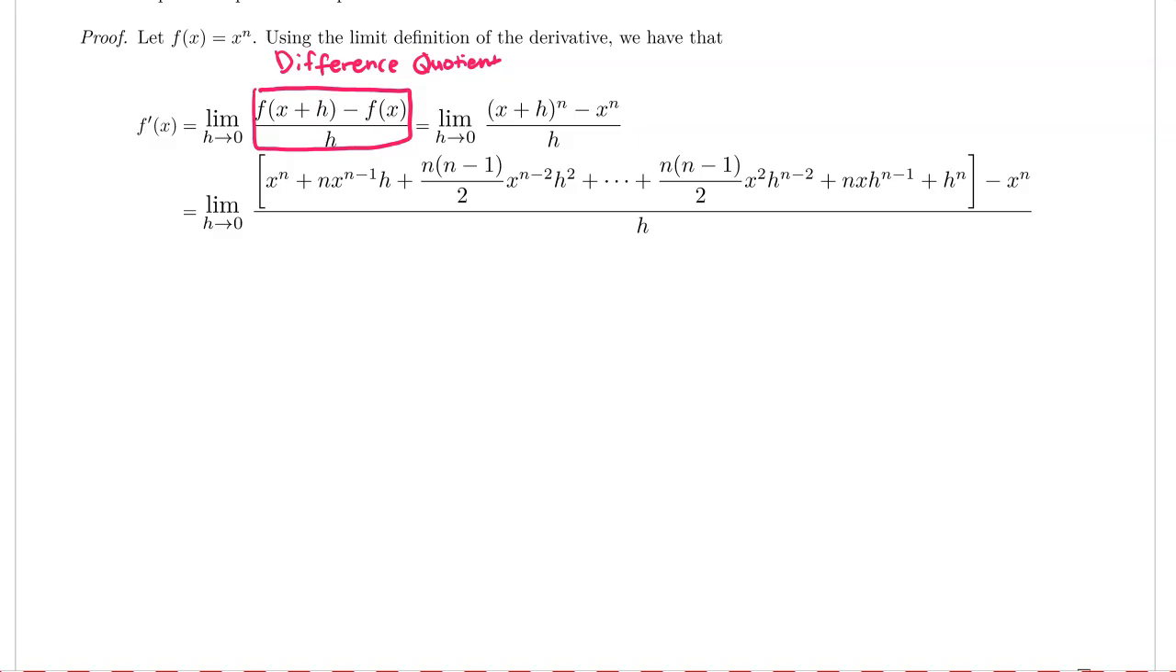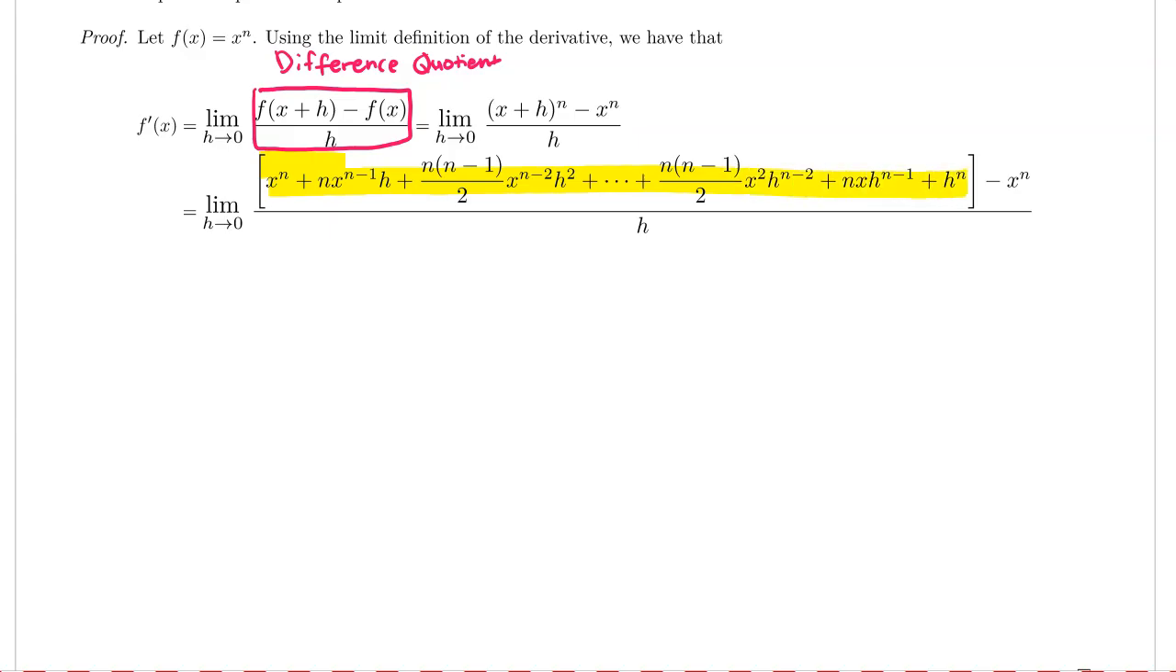And we know that our function is x to the power of n, so if we replace x plus h, we get x plus h to the power of n minus x to the power of n all over h. Now what we want to do, just like we've done previously, is expand x plus h to the nth power. Doing so gives us this very long expression here inside of these large brackets.